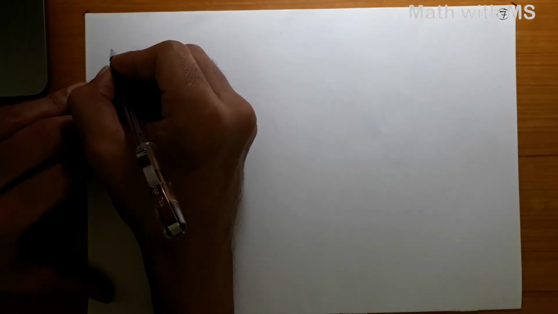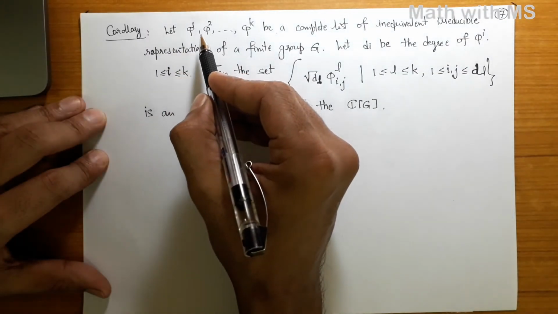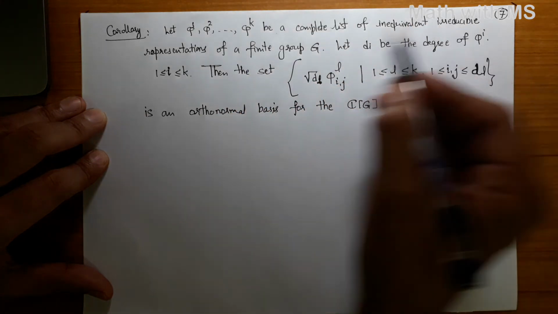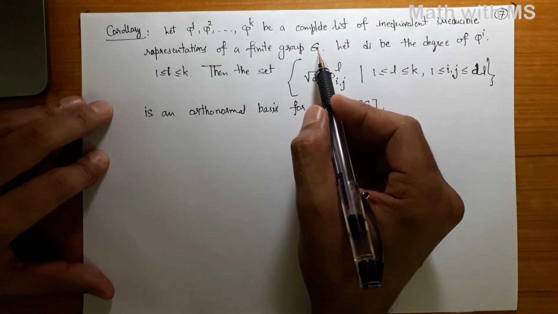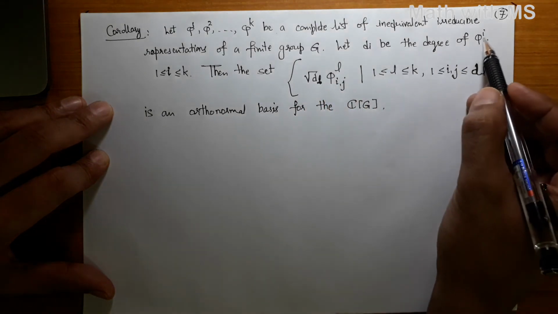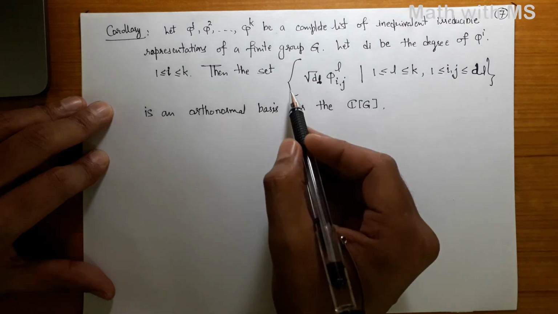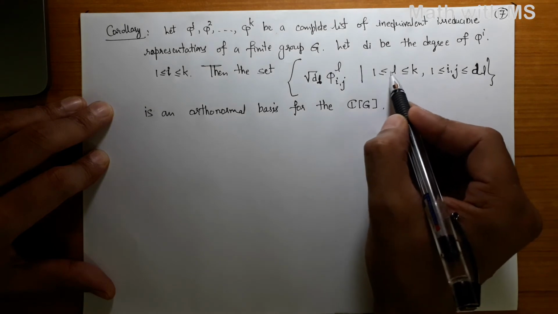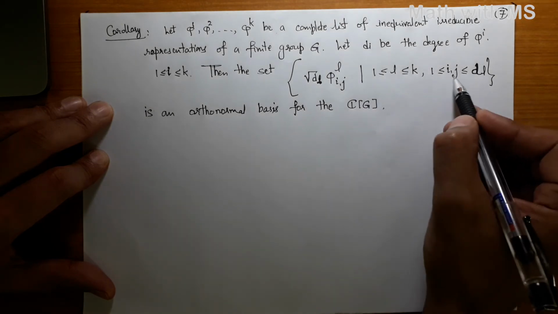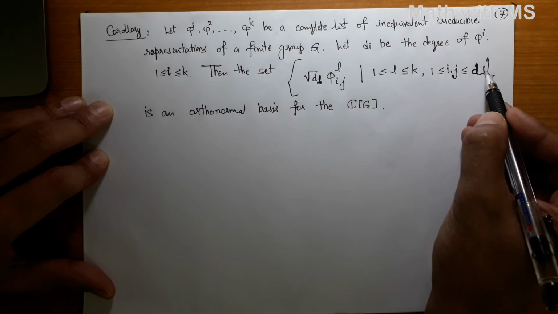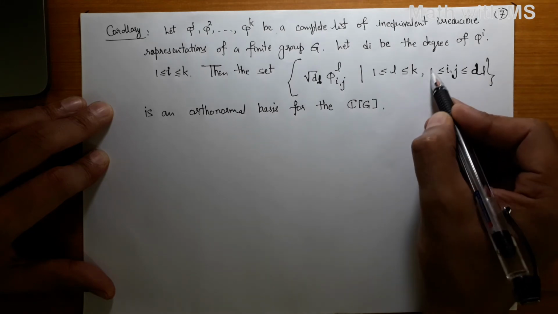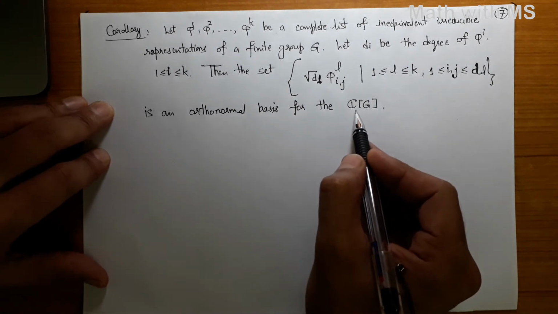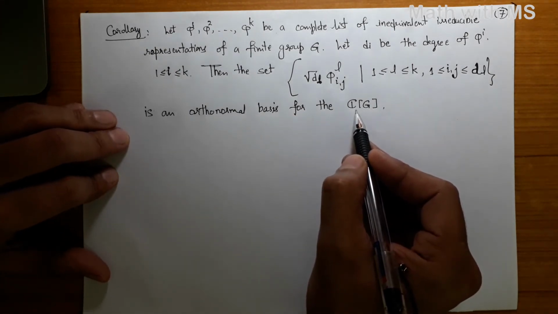Let's see another interesting consequence of the theorem. Let phi1, phi2, phi k be a complete list of inequivalent irreducible representations of a finite group G. Let di be the degree of the representation phi i. Then look at this set: square root of dl times phi l ij, where l is between 1 and k, and i and j are greater than or equal to 1 and less than or equal to dl, the degree of the representation phi l. Then this is an orthonormal basis for the vector space CG, the underlying vector space of the group algebra CG.